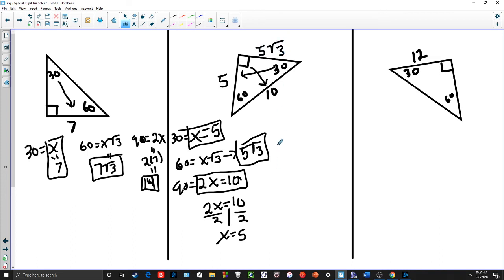And then I'd be done. So the 90-degree side isn't too bad. You just cut it in half to figure out what the 30-degree side is, and then times it by root 3 to get the 60-degree side. So again, you just kind of work backwards.